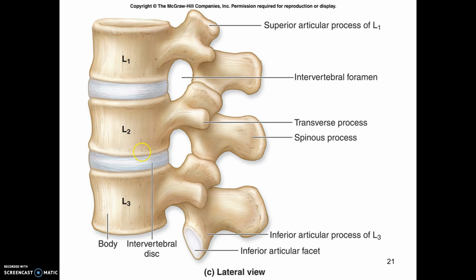and that's characteristic of a joint that has fibrocartilage, as opposed to one that has hyaline cartilage as the structure that holds two bones together.